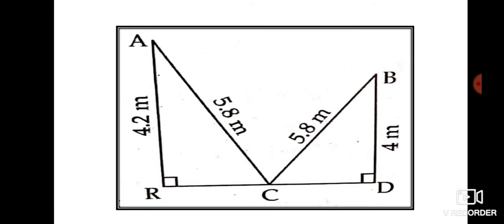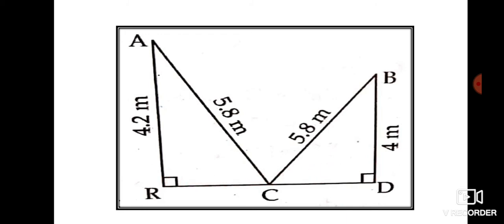Now they are asking you to find the distance between AR and BD. You see two triangles over here, which are right angle triangles. So by Pythagoras you are going to find RC, by Pythagoras you are going to find CD, and in the end you are going to say RD is equal to RC plus CD.